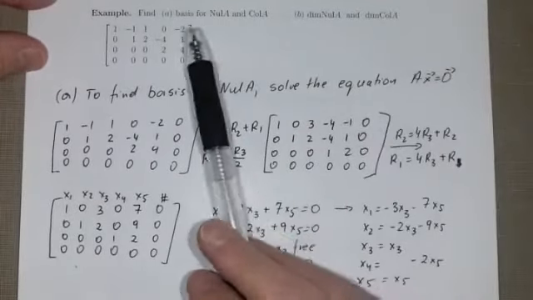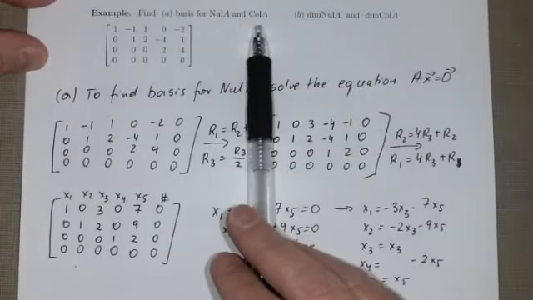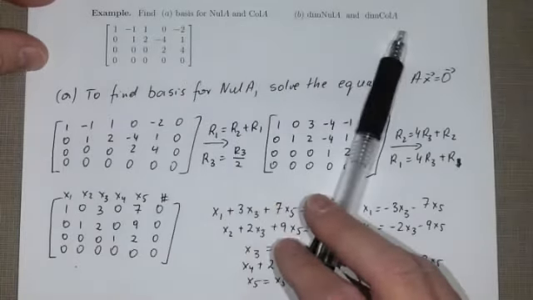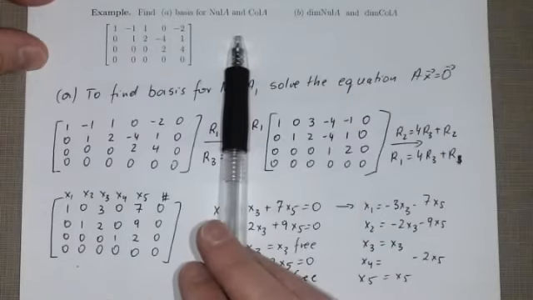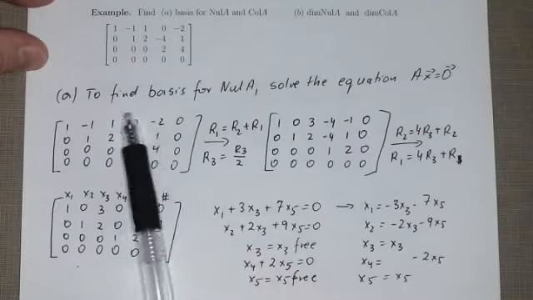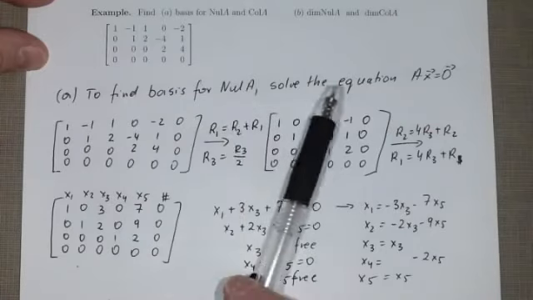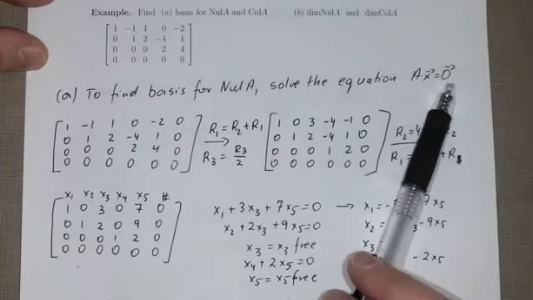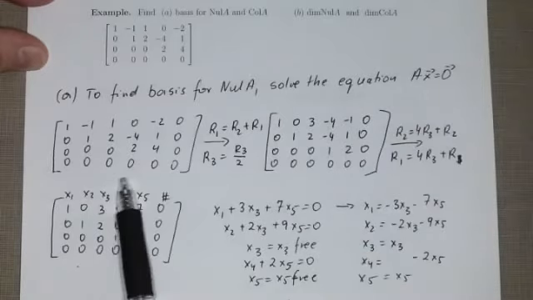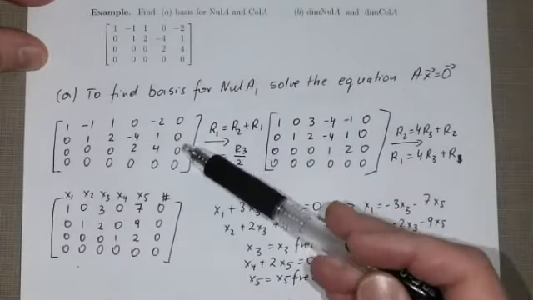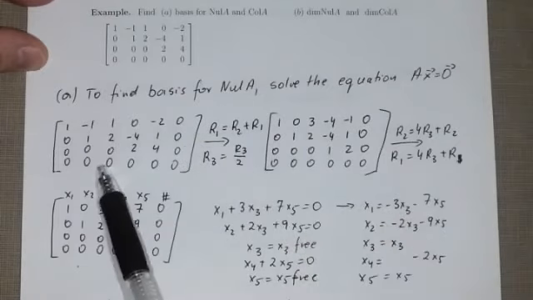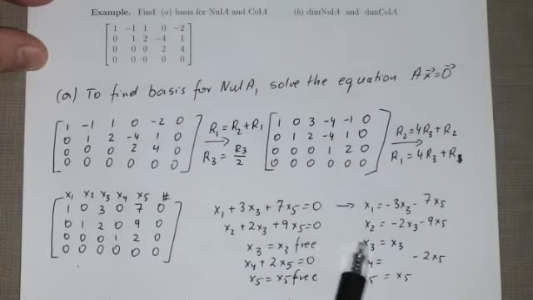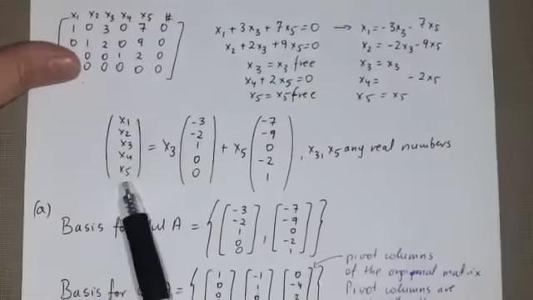Now we have an example: find a basis for the null space and the column space of A, and find the dimension. This example we've already done in class. To find the basis for the null space means nothing else but to solve the equation A times the zero vector is equal to the zero vector. Set up the matrix, put in the zero column, and solve the system. I encourage you to pause the video and solve the system until you get the solution.